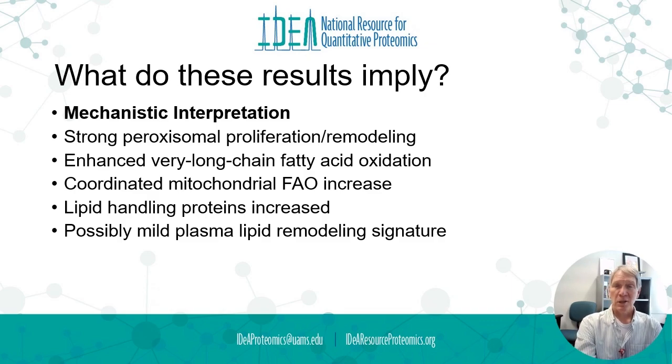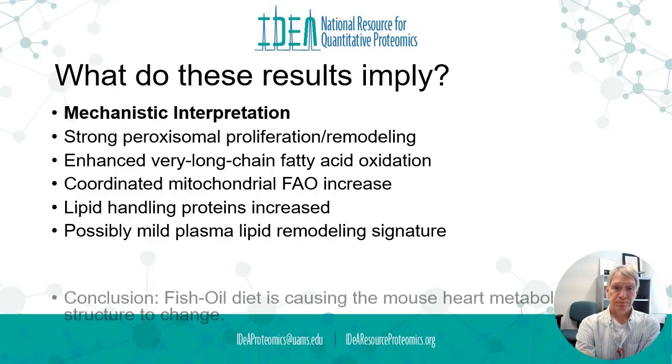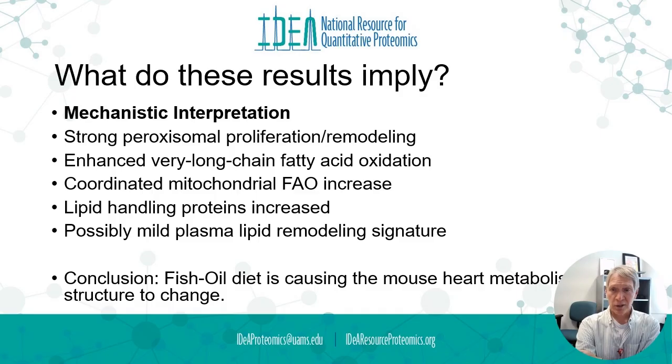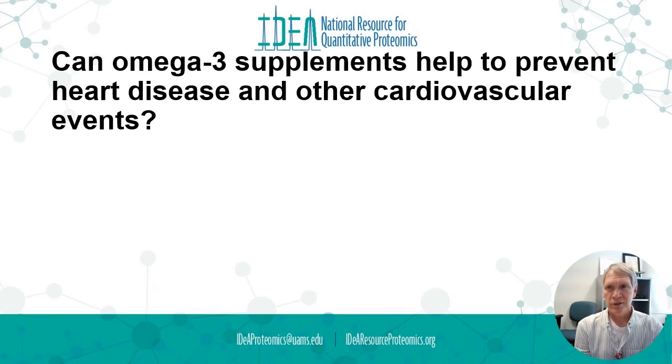So all of these things imply that by just making a single change in the diet of these mice, we're changing the way the heart is structured. So the conclusion is that the heart metabolism structure is changing because of this fish oil diet. Now, why are we interested in that?